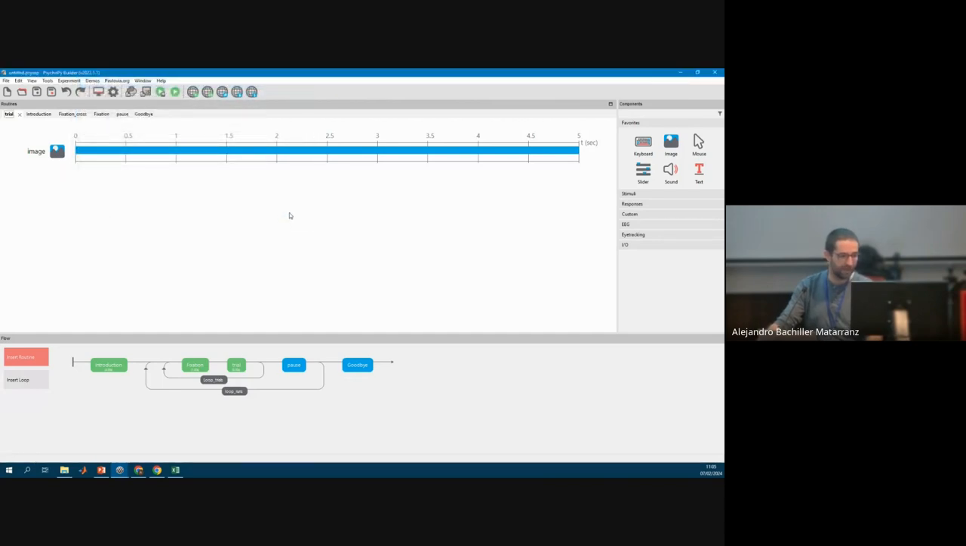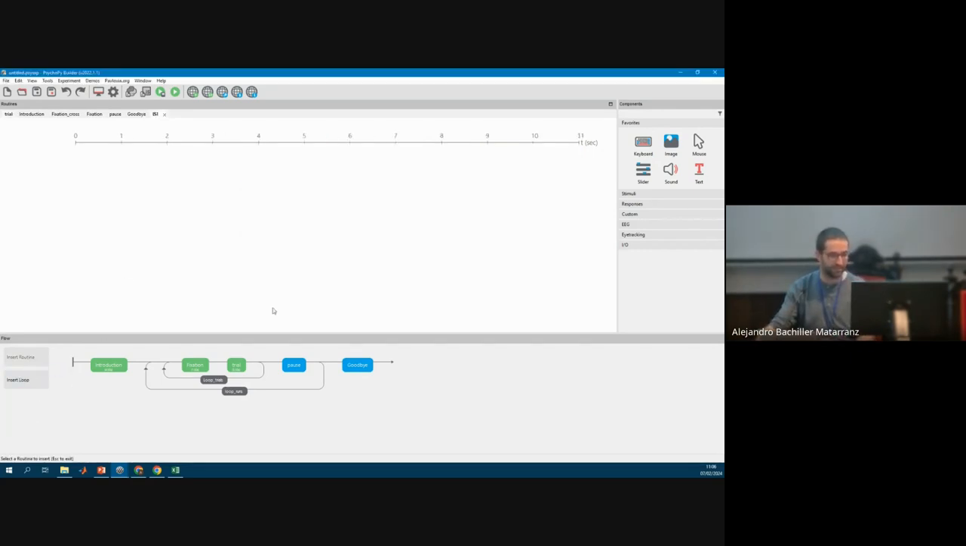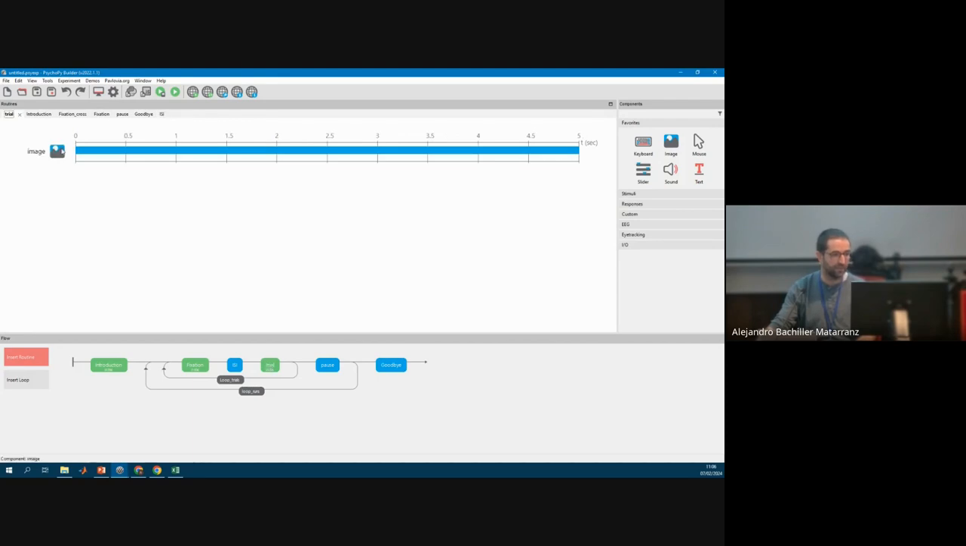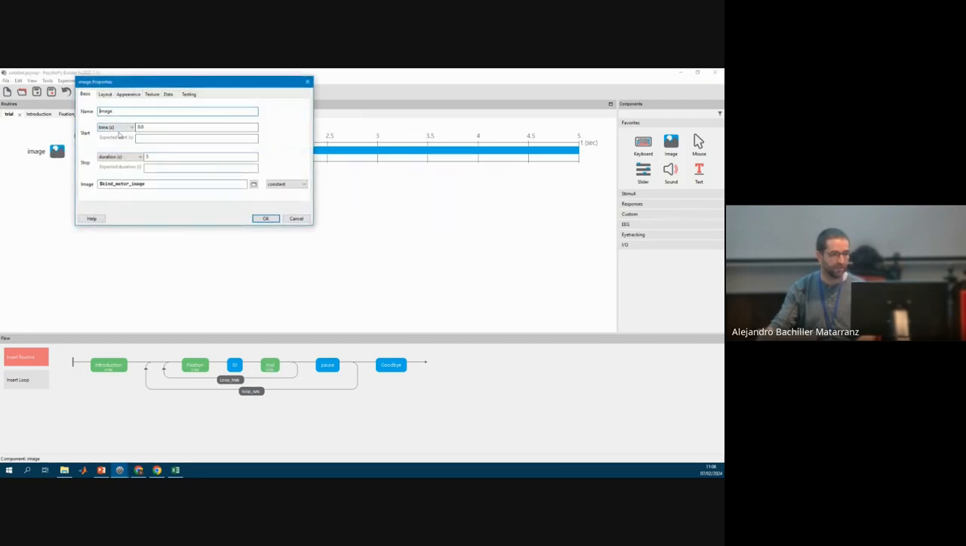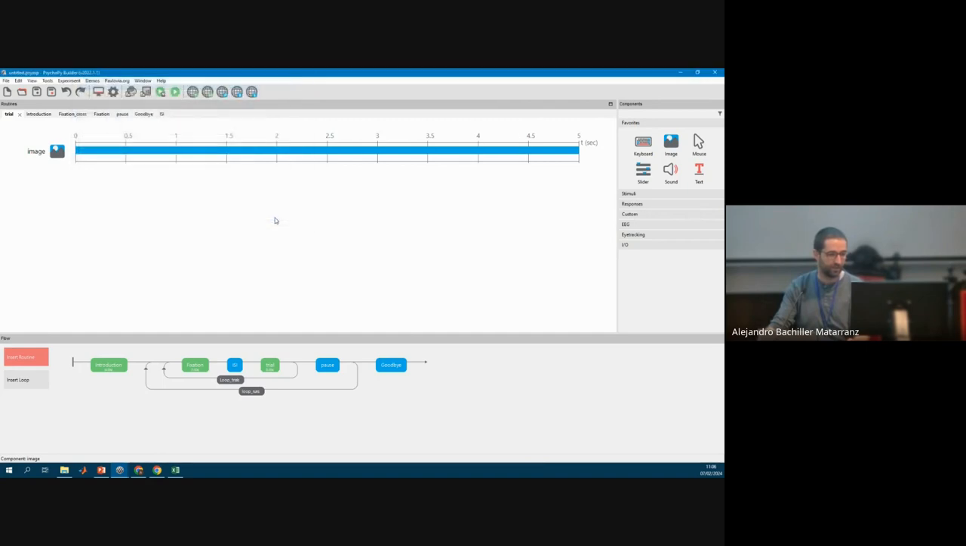And I forgot to include the interstimulus time between the fixation and the trial. In this case, a fixation appears, and immediately the trial appears. So we can insert here a new routine, for example, that we can call easy. Or we can remove that, and in the trial we can modulate it so that this image does not start at time zero, it starts, for example, at time one. So there is a gap here.